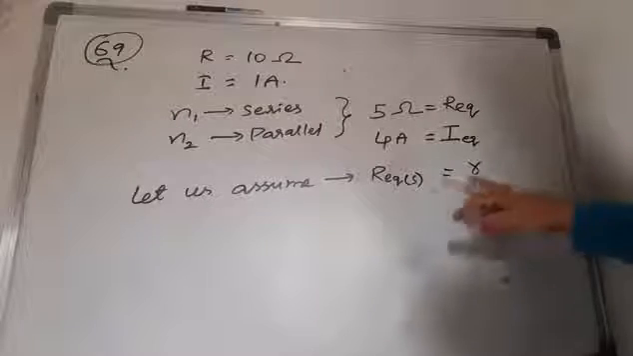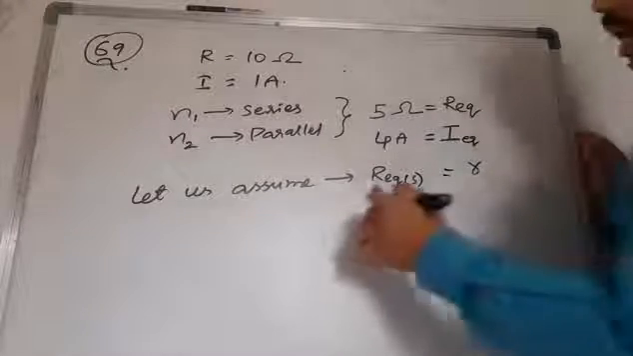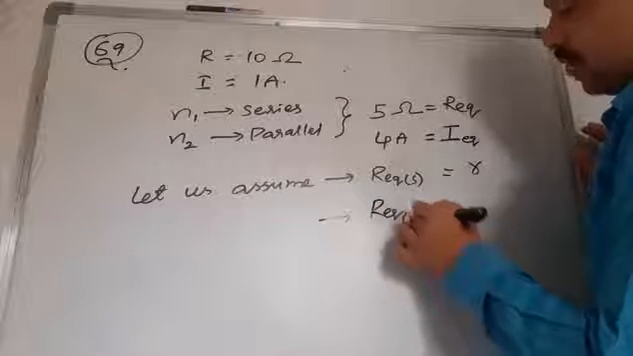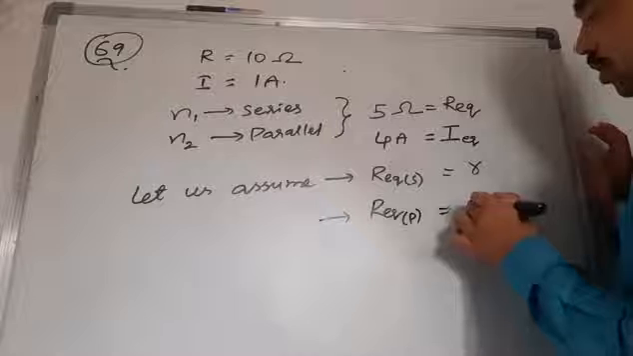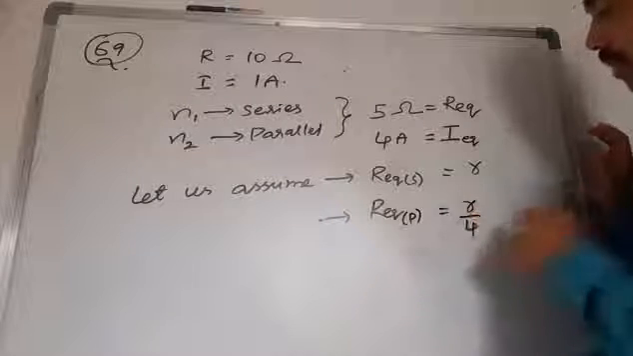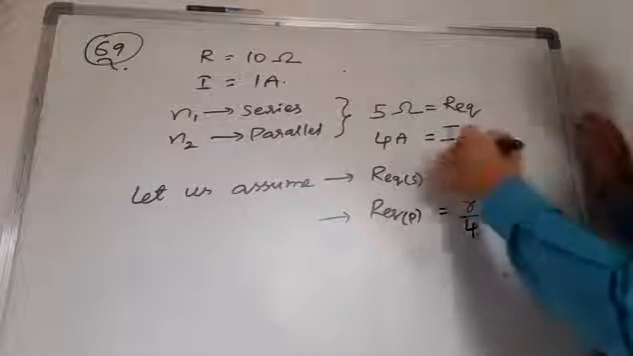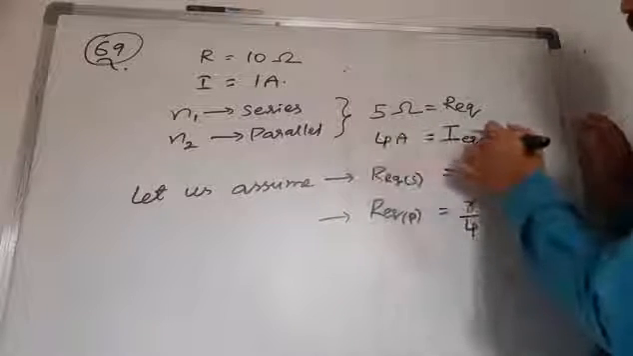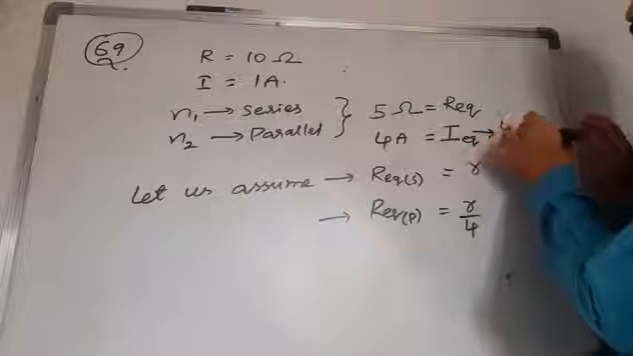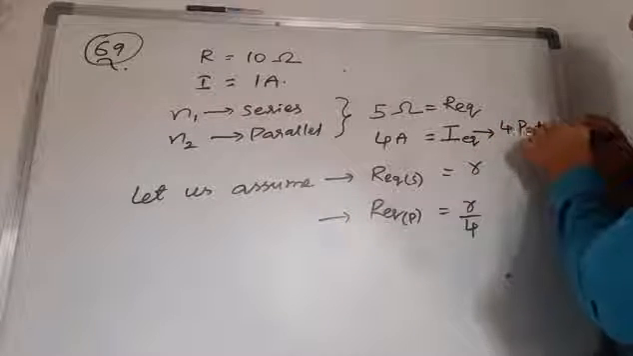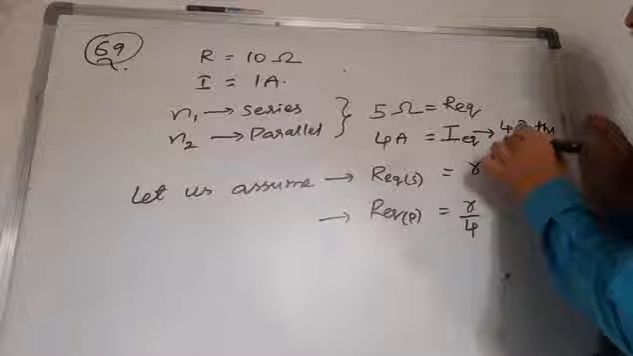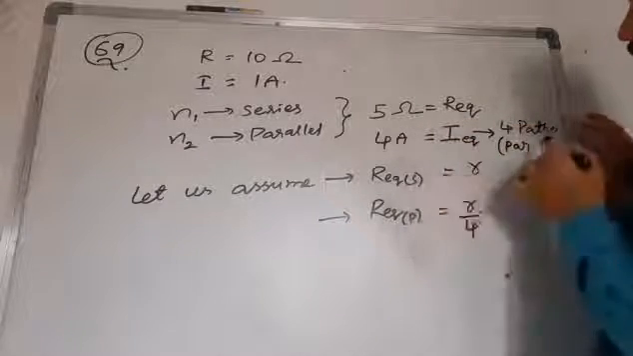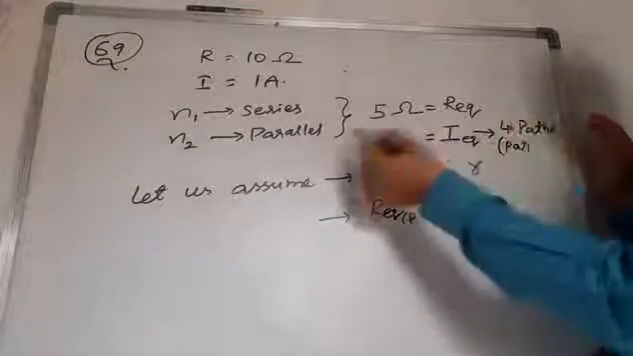Small r is the equivalent resistance in series, and the equivalent resistance in parallel is equal to R by 4. Why R by 4 only? Because the current should be equal to 4 amps. When the current should be equal to 4 amps, it should have 4 different paths, that means parallel lines. Then only I1 plus I2 plus I3, the currents are added and you will get 4 amps.